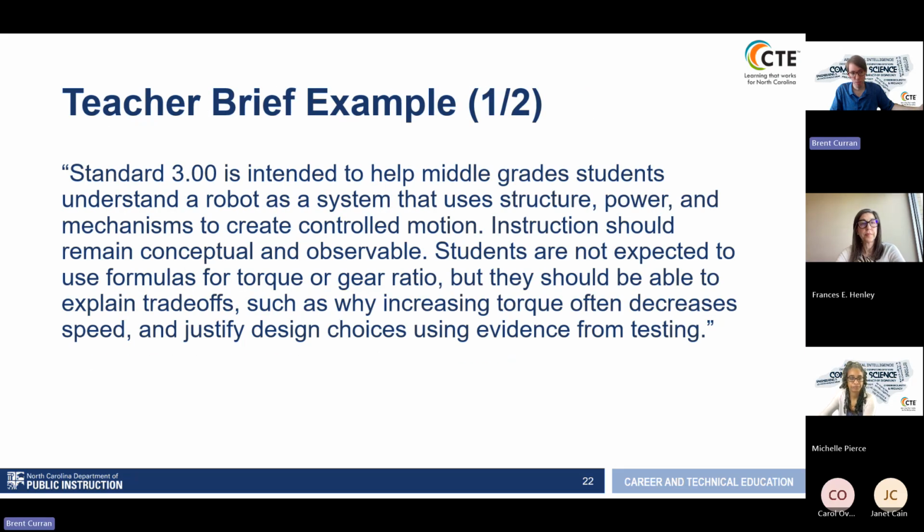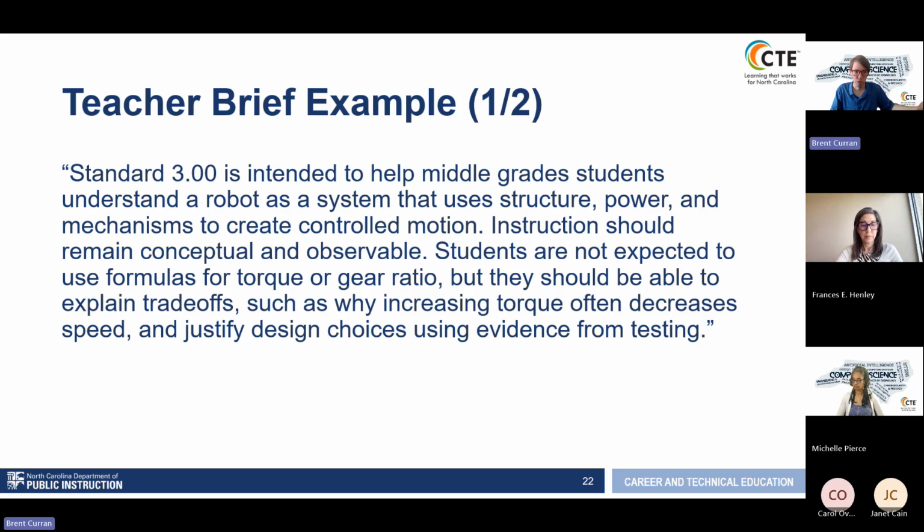All right, so here's an example of a teacher brief. We have a page to a page and a half of teacher briefs for all of these, for each standard. So it kind of tells the teacher a mindset to go through this unit. So we say things like instruction should remain conceptual and observable.